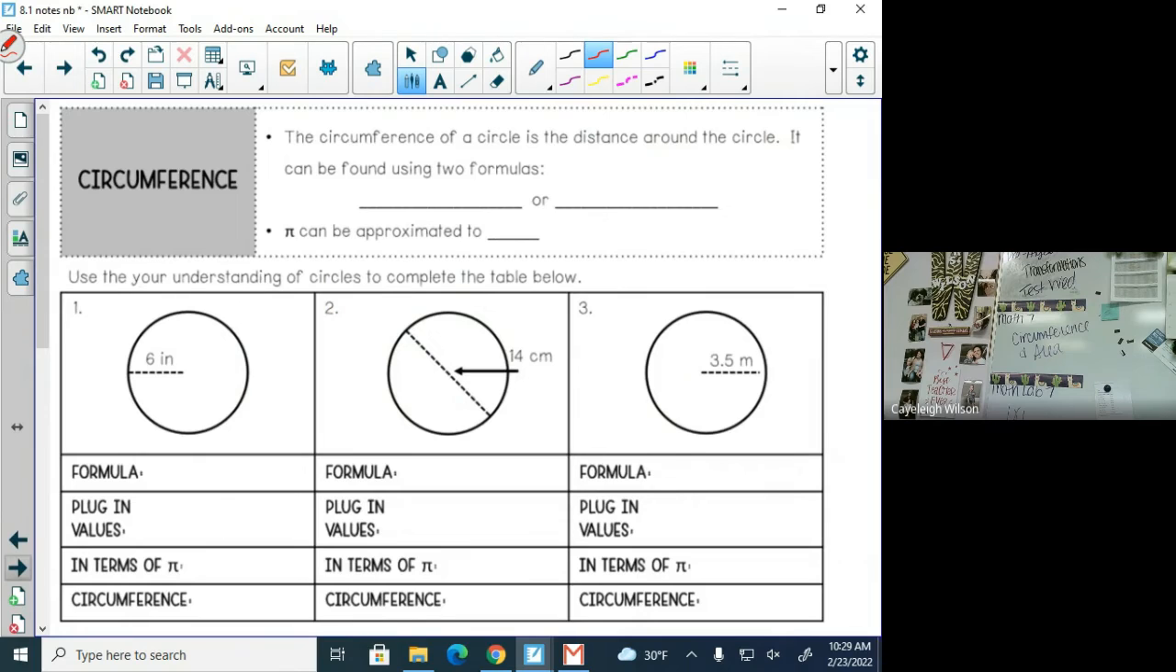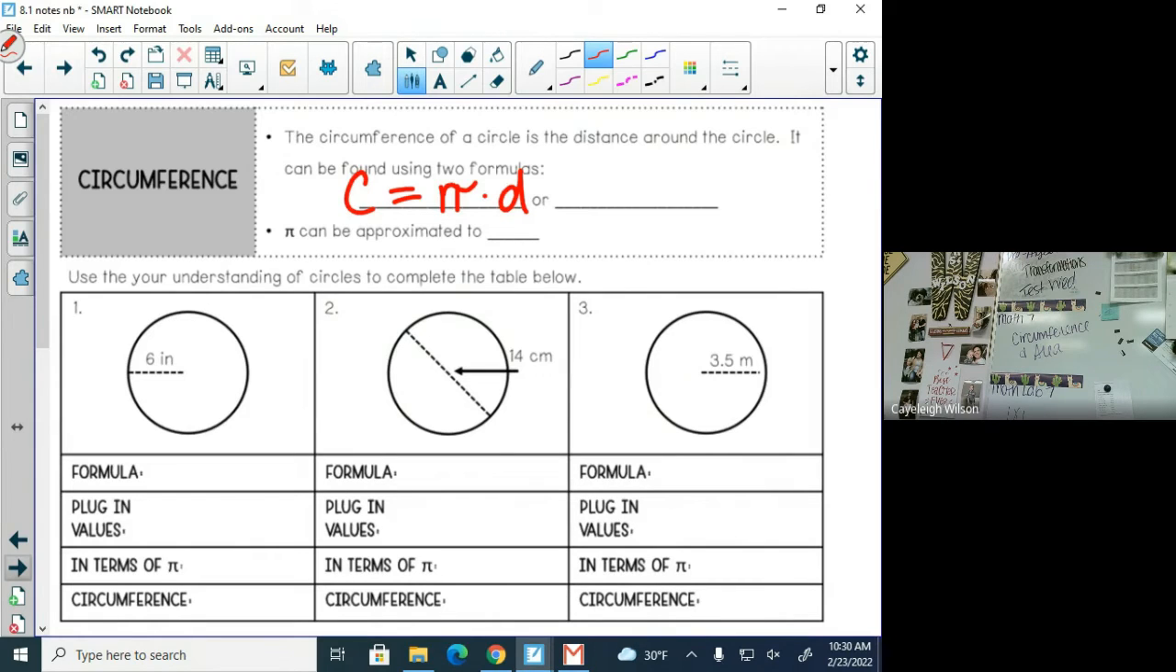The circumference of a circle is the distance around the circle, and it can be found using 2 different formulas. The reason there's 2 is because it depends on what part of the circle they give you. Did they give you the radius or the diameter? That's going to help you choose which one to use. The first formula is circumference equals pi times d. So pi times the diameter. That formula will be used if they give you the diameter.